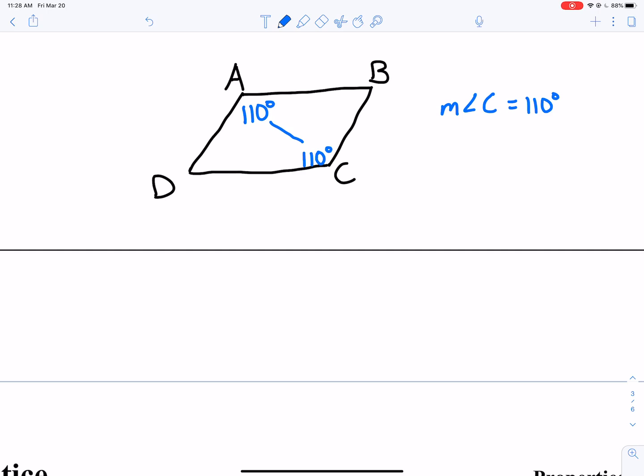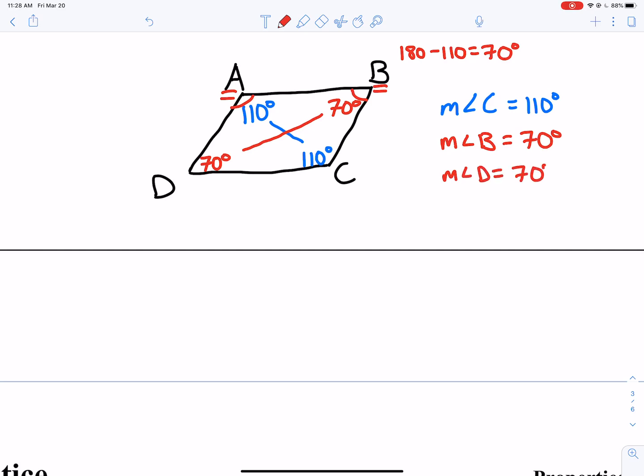And then B, I'll just start with that one, is consecutive to angle A because they're right beside each other in the figure in our parallelogram. And so 180 degrees minus 110 would leave us with 70 degrees for angle B. So I'm going to write the measure of angle B is 70 degrees. And then B is opposite of angle D, so those are congruent. So the measure of angle D would also equal 70 degrees.